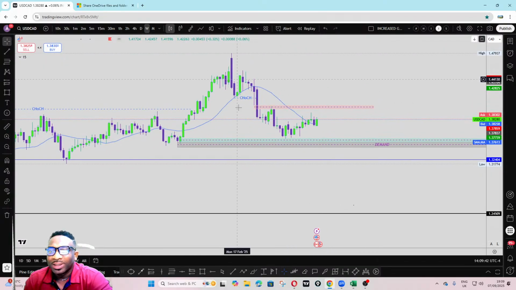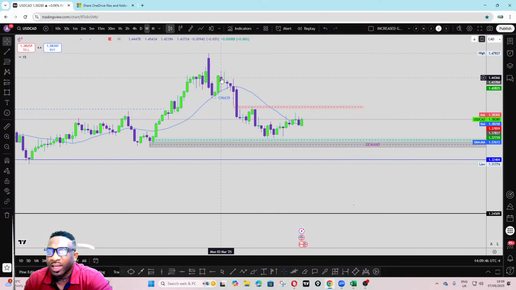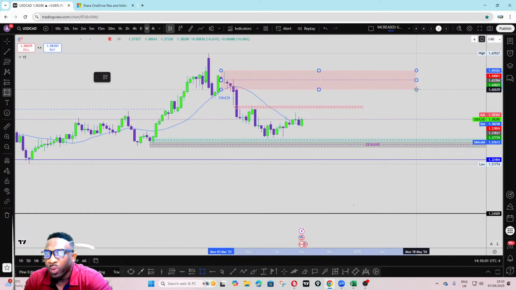So this is the weekly time frame. If anything at all, this area here, this push down, this leg here, this is the origin. This is the last indecision candle before the impulse move that caused this change of character. So that will be our supply zone on the higher time frame, the weekly time frame.